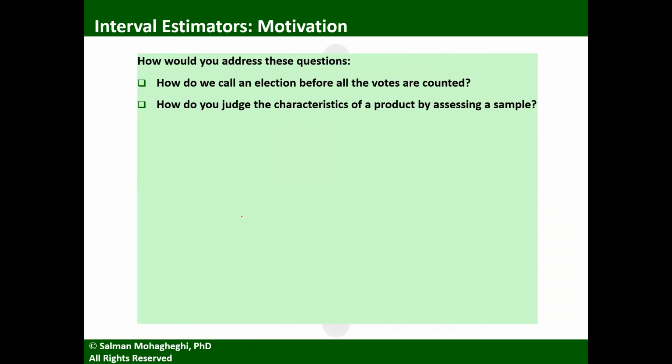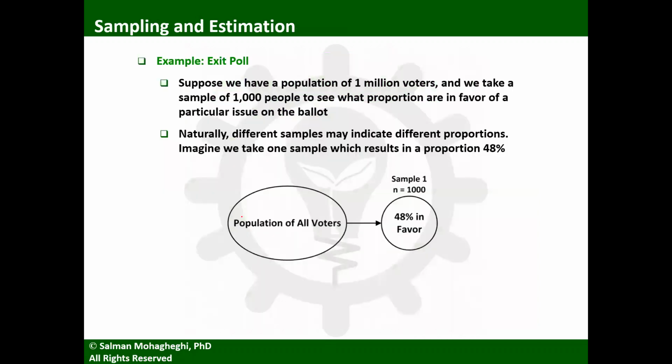Or for example, if you have a product and you want to know what the lifetime of this product is, you can take a sample, as we saw before, assess that sample, and then let's say the sample says on average this product lives for 3 years. How can you extend it to the population? What is the range of lifetime values that the population might get? Here, we're interested more in a range of values rather than one particular point.